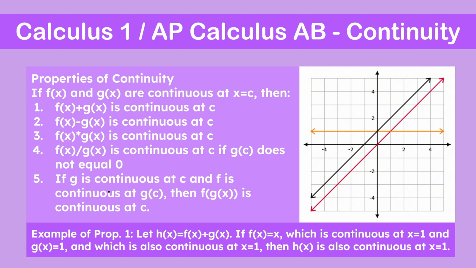And lastly, if g is continuous at c and f of x is continuous at g of c, then f of g of x is continuous at c. So let's show an example of the first property.